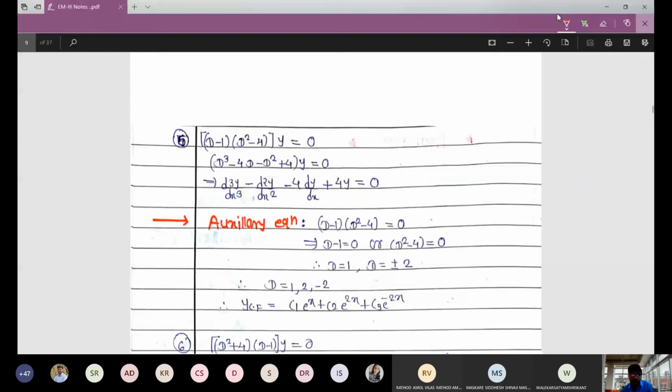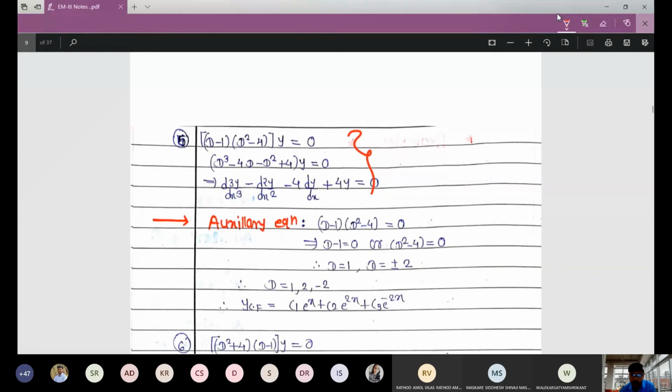You may have (D minus 1)(D square minus 4) y equal to 0, or you may have (D cube minus D square minus 4D plus 4) y equal to 0, or in this form: d cube y by dx cube minus d2y by dx square minus 4 dy by dx plus 4y. All are equivalent to each other. So what is the auxiliary equation? The term inside the brackets, (D minus 1)(D square minus 4) equal to 0, which is already in simplified form.